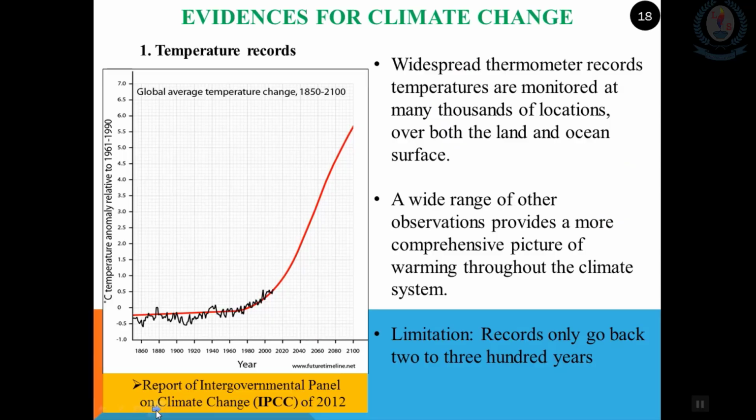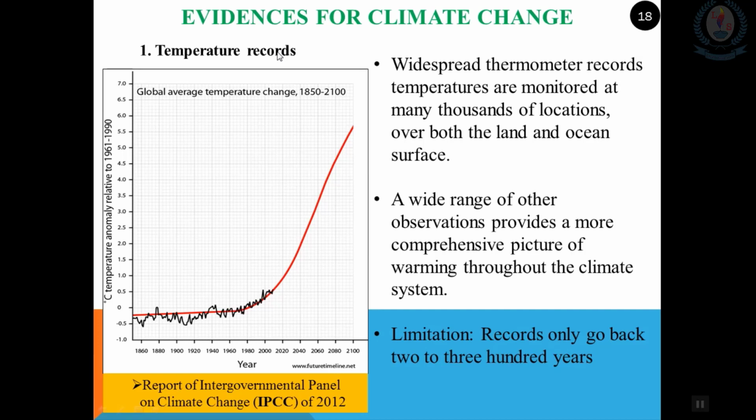Now we will take a look at the different types of evidence for climate change. There are anecdotal evidences, which are not scientific measurements but are memories of people and their perceptions. These evidences are not reliable, so we need some sort of a scientific evidence to do this. First type of scientific evidence is the temperature records.